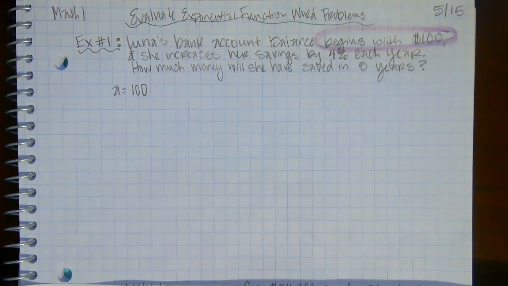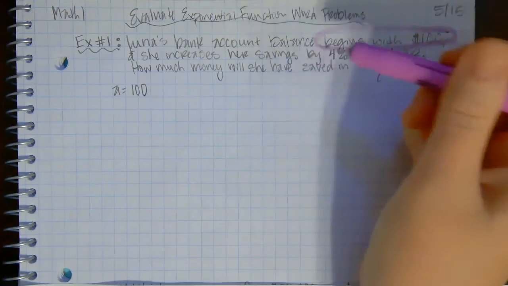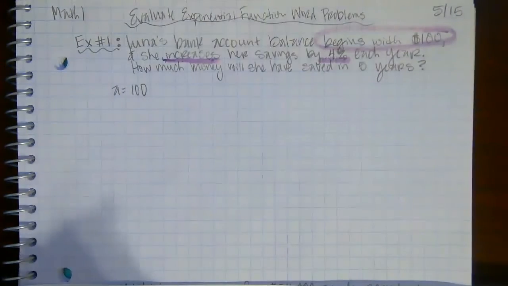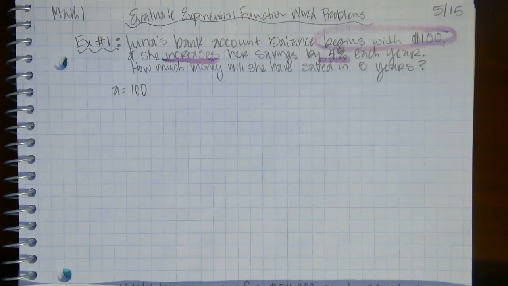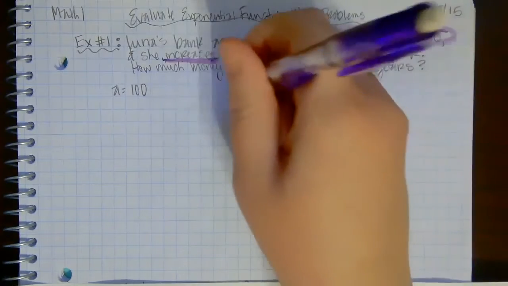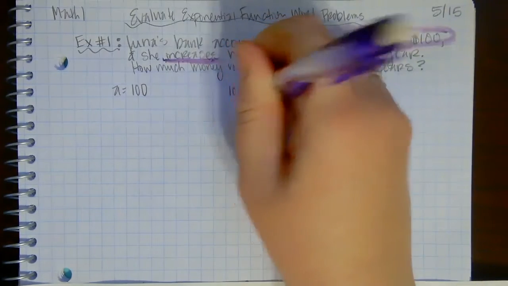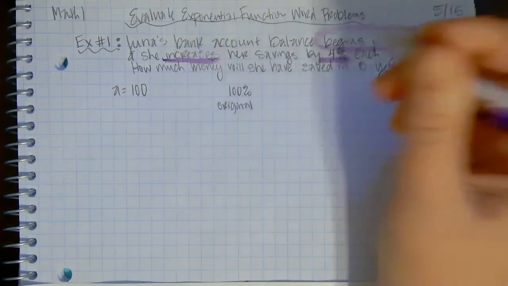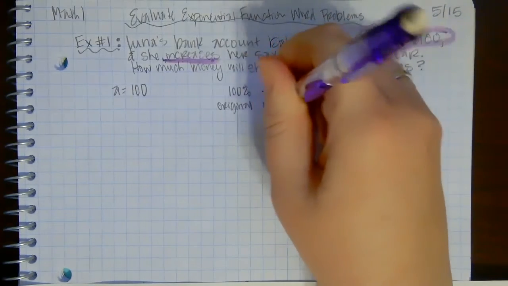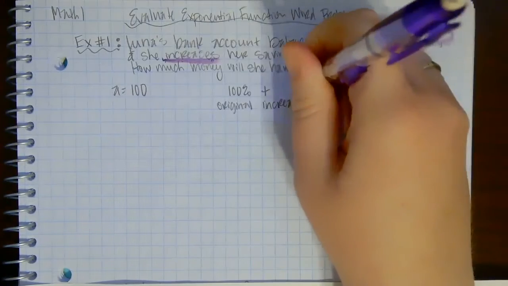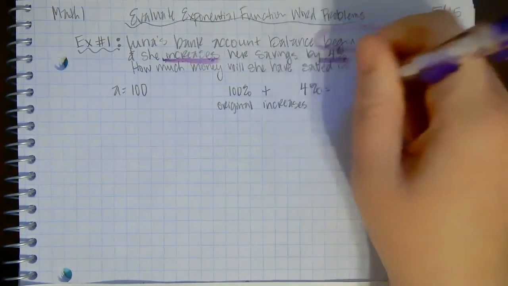Then it says she increases her savings by 4% each year. So increases by 4%. Okay, so remember that's talking about the B value, right? So for our B value, it starts with the original 100%. Remember, 100% is always my original. And then it's increasing, so it's plus 4%.